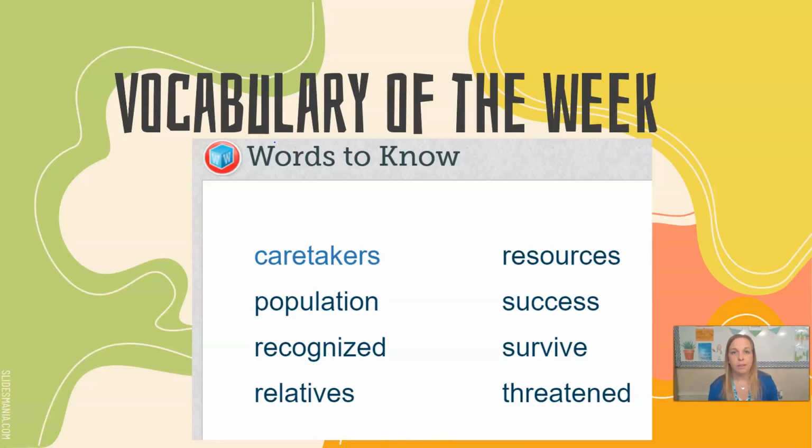Again, our vocabulary of the week, go ahead and repeat these words after me. Caretakers, population, recognized, relatives, resources, success, survive, threatened. Very good. Yesterday, you went on to your McGraw-Hill website and you were able to find the definitions and sentences of those. Today, you're going to create your own sentences of the vocabulary in a discussion post.